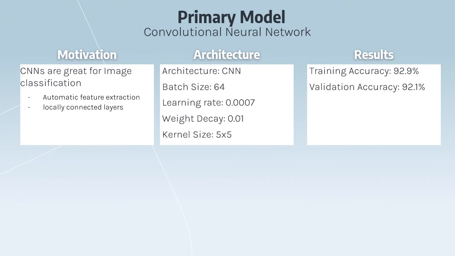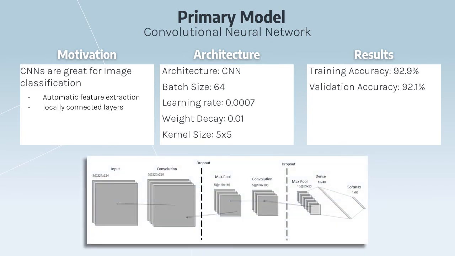For the primary model, we use the CNN because it's great for image classification due to its automatic feature detection, so that the neural net will learn all the small differences that the spectrograms contain. After training for roughly 12 epochs on a 5,000 dataset, we achieved a training accuracy of 92.9% and a validation accuracy of 92.1%. And then here below is the diagram of the CNN.